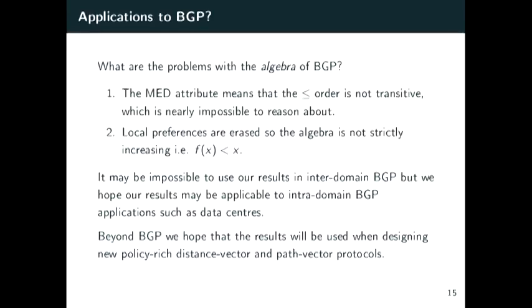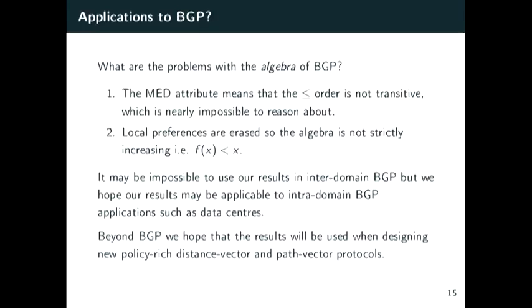The second major problem is that local preferences are erased in BGP. When you extend a route across an AS boundary, you remove the local preference attribute because it reveals your own routing policies. And therefore, you can have a situation where f of x is preferred over x, which breaks the assumptions that our proofs rely on.